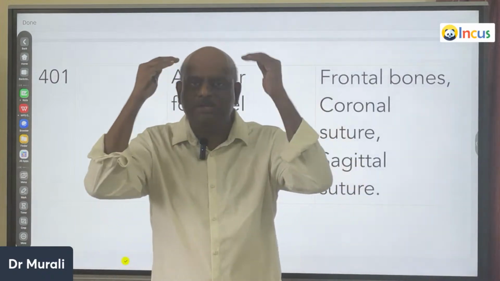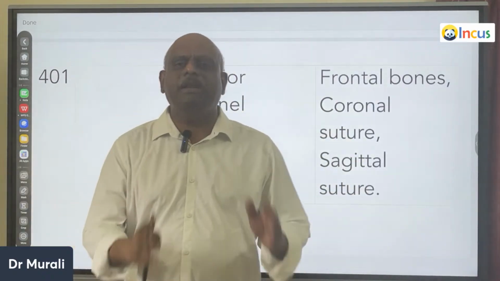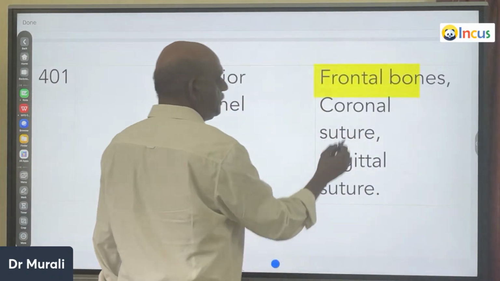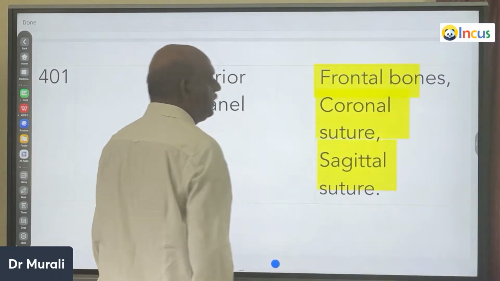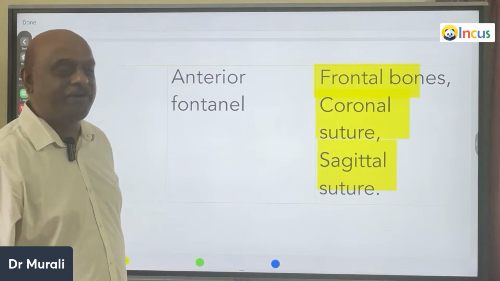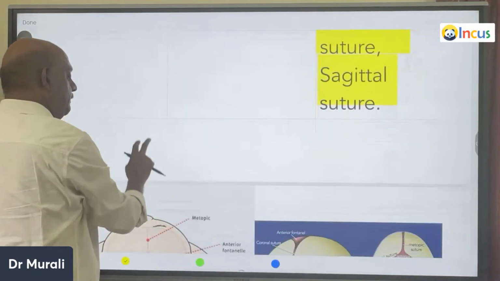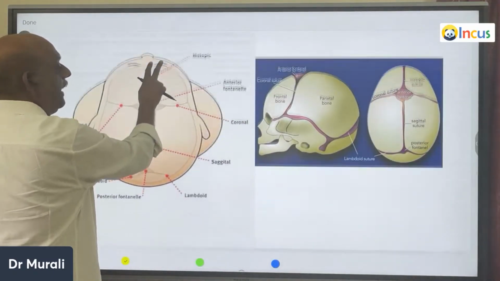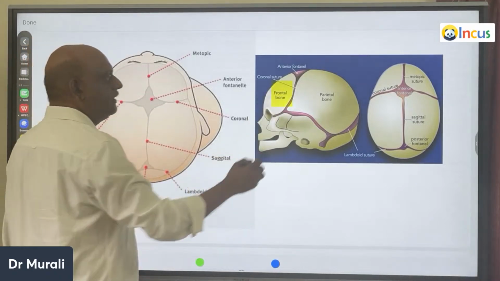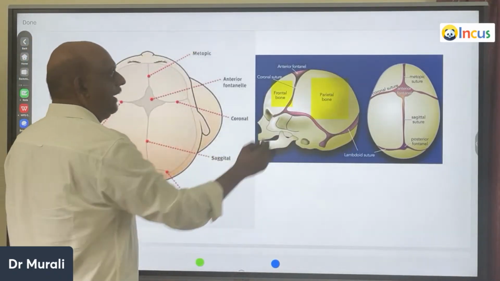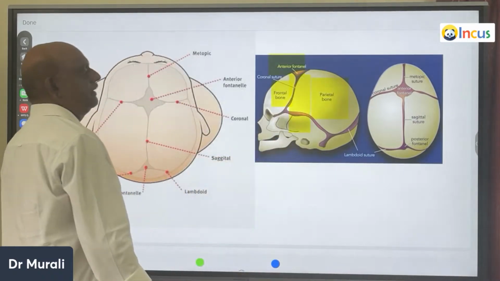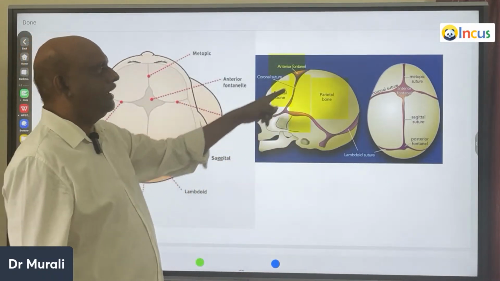Now, where is the anterior fontanelle formed? You should know the frontal bones, coronal suture, sagittal suture. Between them, you are having the anterior fontanelle. So, you can easily guess, what is this frontal bone? What is this parietal bone? And here you are having the anterior fontanelle, and this is called the coronal suture.